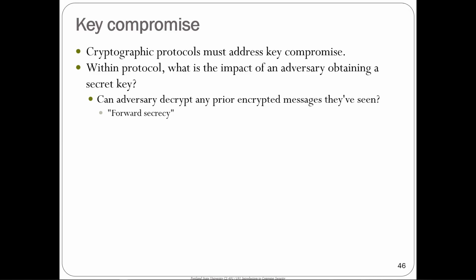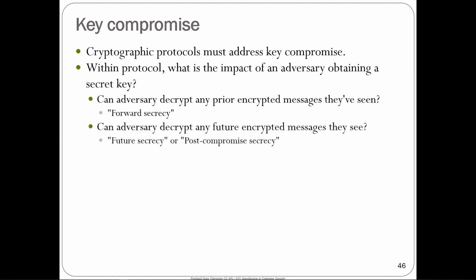The first question you want to ask is, what is the impact if an adversary obtains a secret key being used to encrypt messages back and forth between the client and the server? Can the adversary, with that key, decrypt any of the prior encrypted messages that were used in that protocol? This property is referred to as forward secrecy, meaning that later keys can't decrypt earlier messages. This terminology is kind of hard to digest, but I don't make the terms. I only communicate them to you.